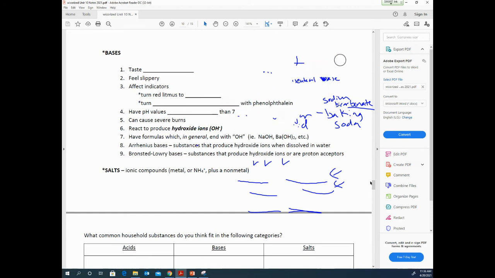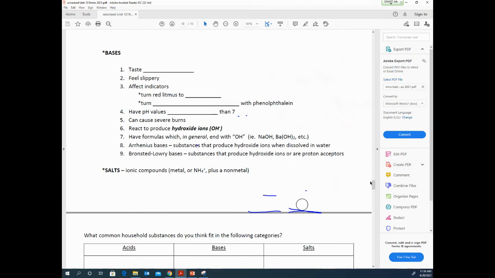All right, so we're going to do that same thing and go through some base characteristics. So if it's a base, meaning it's above 7 on the pH scale. Water, by the way, just so you have a reference, is not acidic or basic. Water is neutral, so it's right on 7.